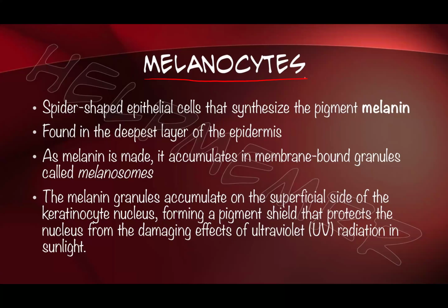Melanocytes, on the other hand, are going to release a pigment called melanin. Now, melanin is found in the deepest layer of the epidermis, and when it gets released, it goes around the membrane of the cell itself. So what ends up happening is it's going to go to the superficial side of the nucleus. You'll have a cell, you'll have your nucleus, and you have this going around the membrane of the nucleus.